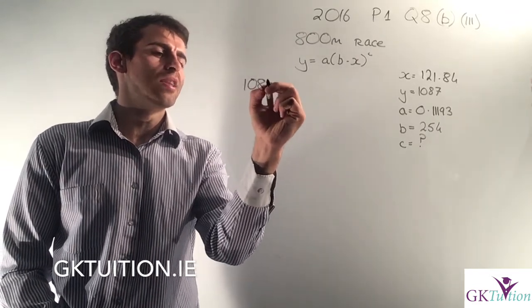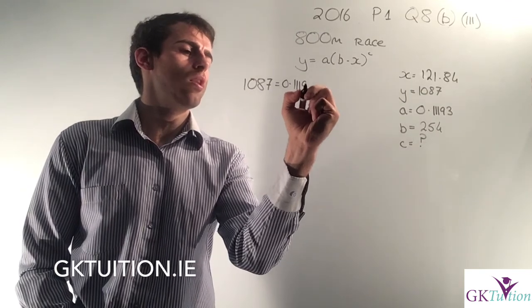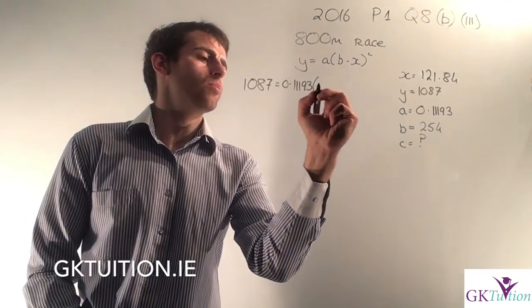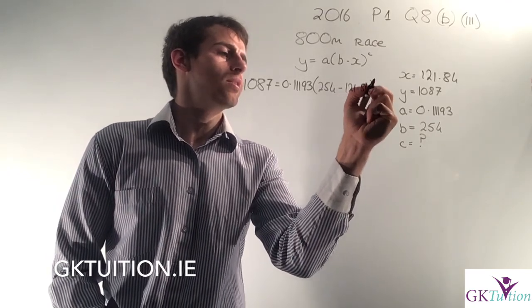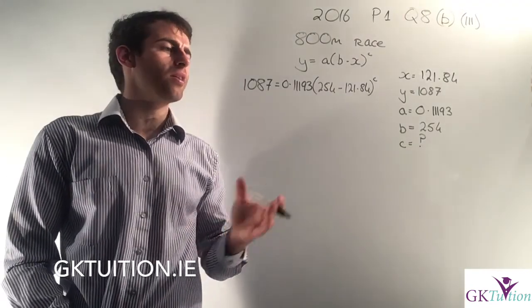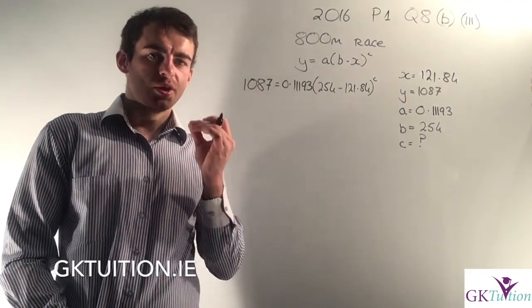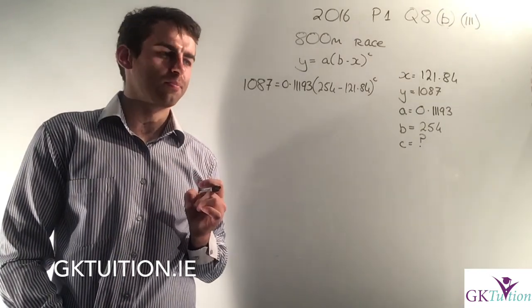So I have 1,087 is equal to 0.11193 times (254 minus 121.84) to the power of C. Now at this point, you should recognize that my unknown is in the power. So that means if my unknown is in the power, I'm going to have to introduce logs at some point.